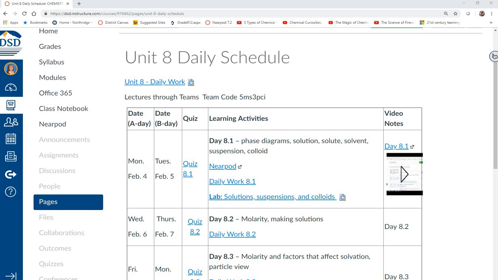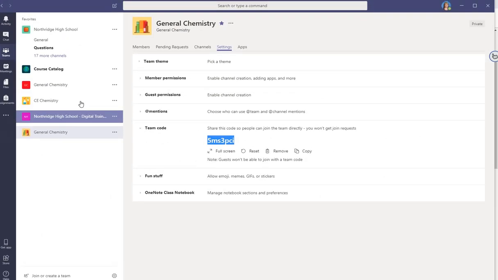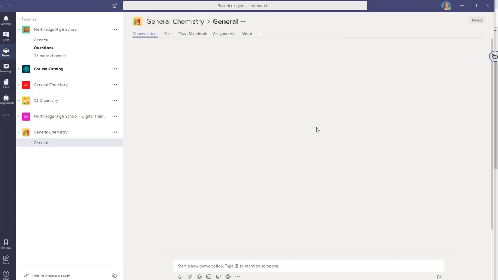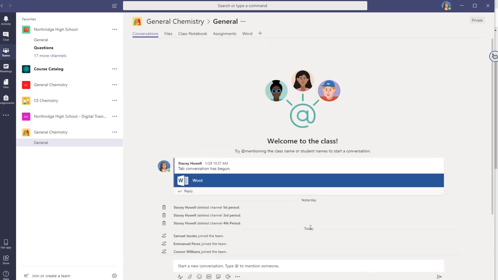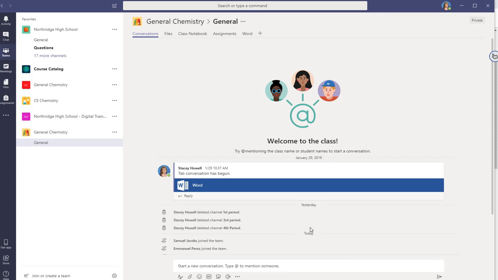So click on Teams, join a team, and the code again, 5MS3PCI. Okay, got it? See if I can bring my team over. Did everybody able to get in? Anybody still having problems? Okay, once you're in there, if I click on a, you should see something like this. Well, yours is going to be a little bit different. Welcome to class. Do you see that?